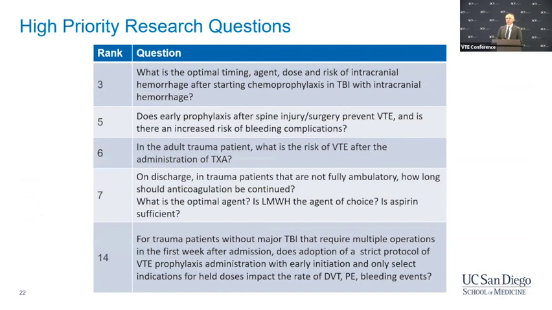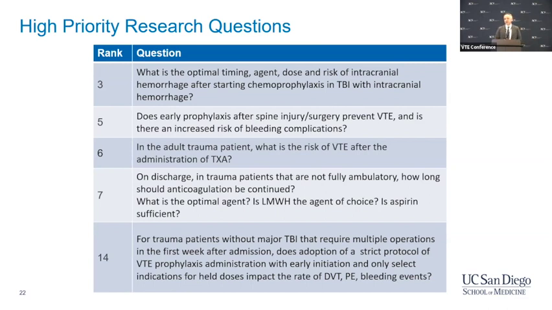But the number 3 ranked question, what's the optimal timing, agent, dose, and risk of intracranial hemorrhage? So getting to the TBI VTE prophylaxis question that we discussed with Dr. Beaumont yesterday. The number 5 ranked question, does early prophylaxis in spine surgery? And trying to tackle that question that I know we all struggle with on a regular basis. The number 6 question, in adult trauma patients, what's the risk of VTE in patients who get TXA? This is a great question, right? That we're interested in answering.